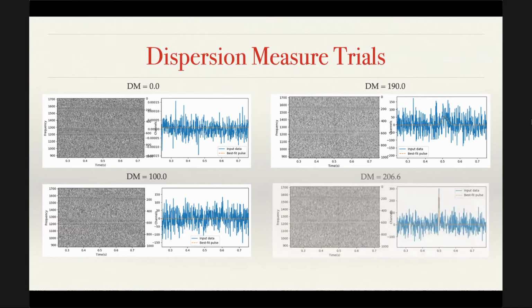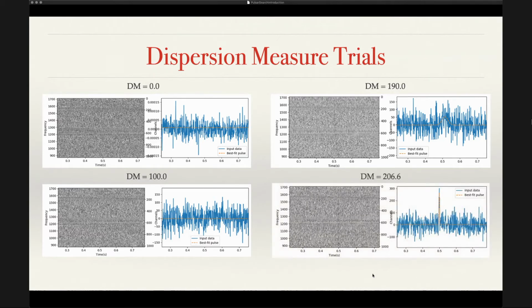And then for comparison, here is the real dispersion measure of the source. And you can see we've got a clear, sharp pulse detected here. And again, depending on how well this is coming across on Zoom, you should hopefully be able to see a gray line lined up with my cursor here at around about half a second into the file.